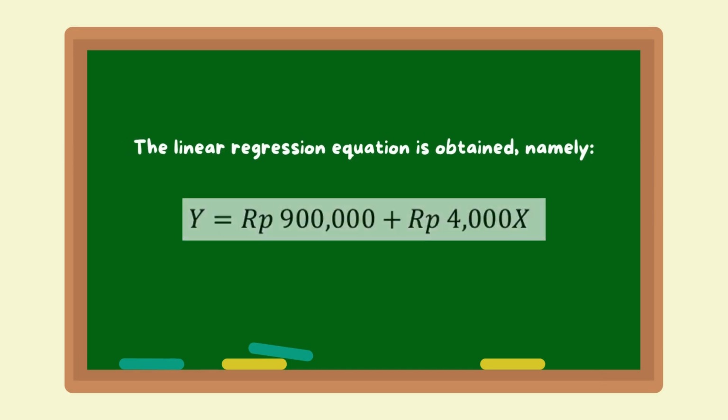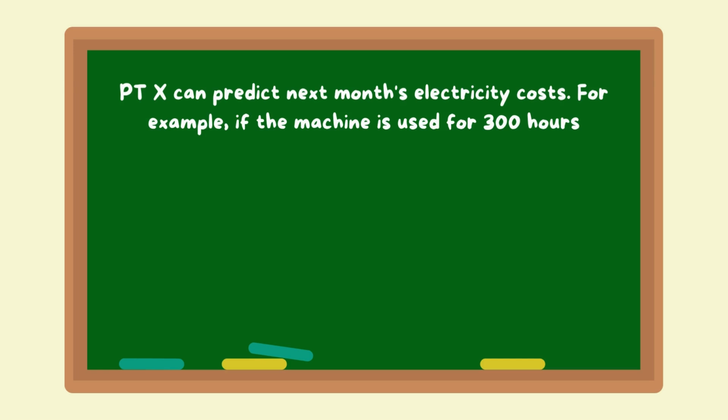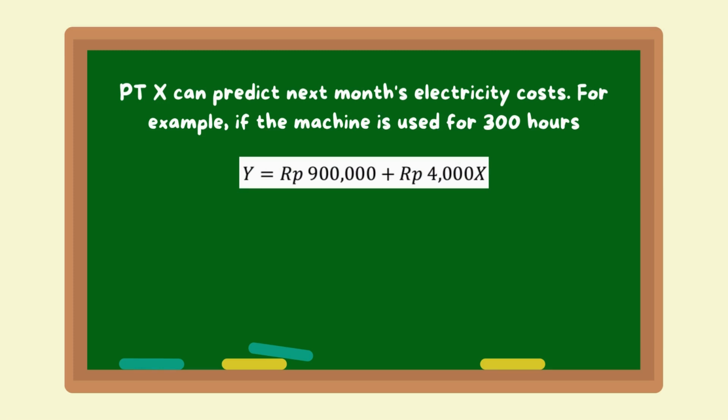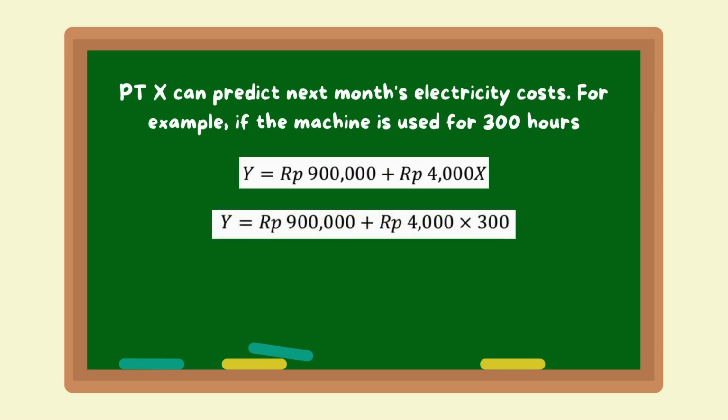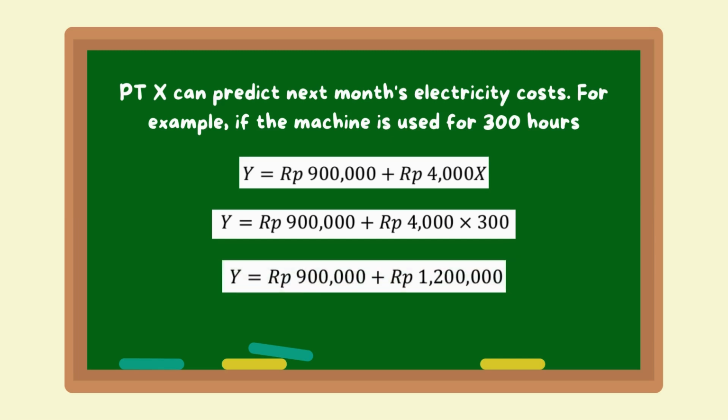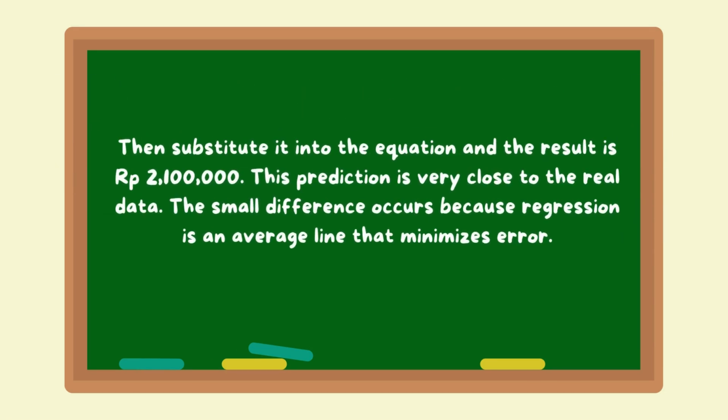With this formula, PTX can predict next month's electricity costs. For example, if the machine is used for 300 hours, y equals 900,000 plus 4,000x, y equals 900,000 plus 4,000 times 300, y equals 900,000 plus 1,200,000, y equals 2,100,000. Then substitute it into the equation, and the result is 2,100,000 rupiah. This prediction is very close to the real data. The small difference occurs because regression is an average line that minimizes error.